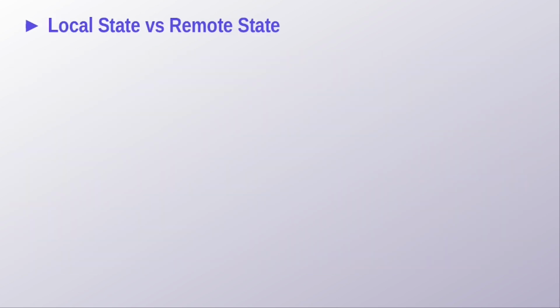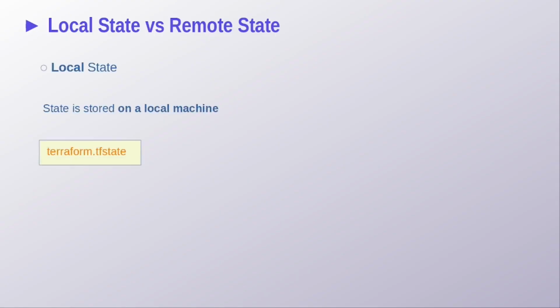Local state and remote state. Now let's talk about where state is stored. Local state means the terraform.tfstate file is stored on your own machine, usually inside the project folder. This is okay for learning Terraform and demo projects. Problems with local state: no sharing with team members, easy to lose the file, no locking. Two people can run apply at the same time. This is dangerous for real projects.